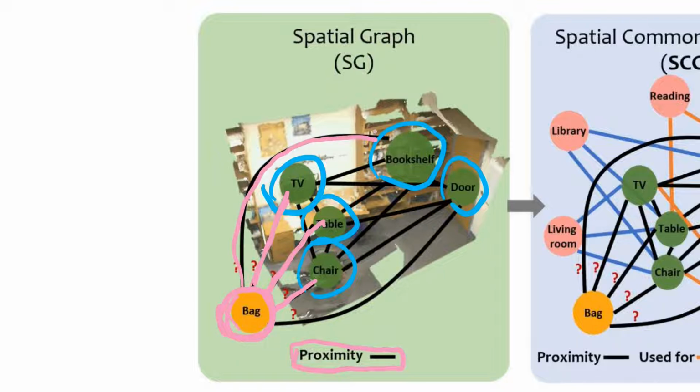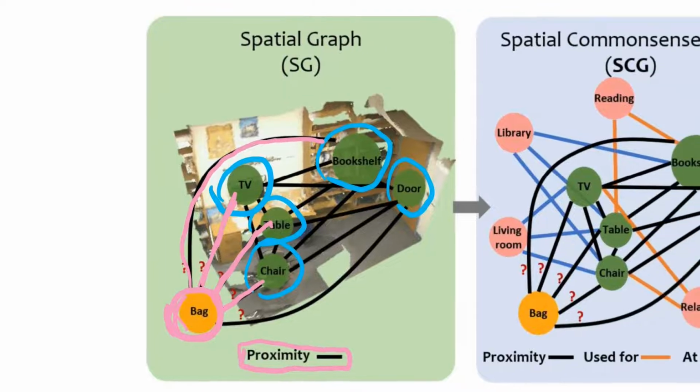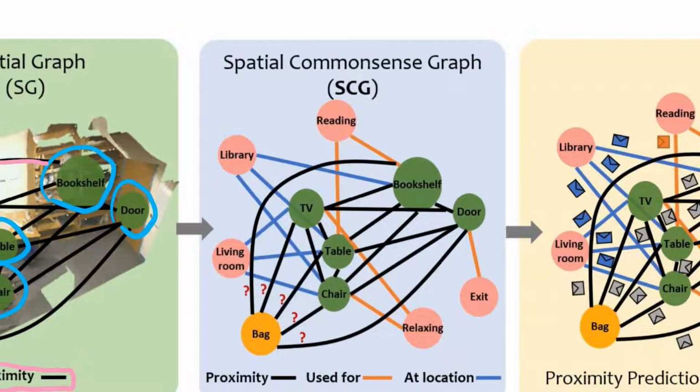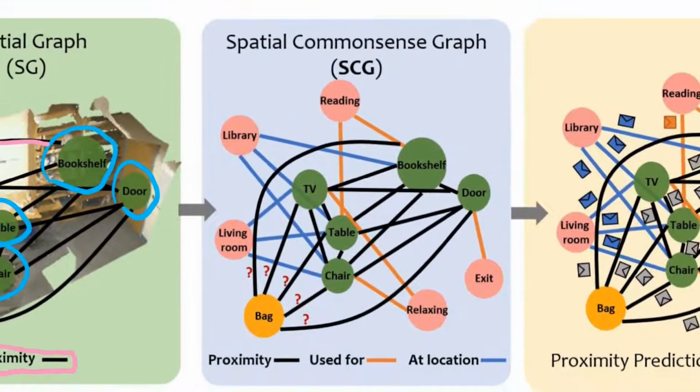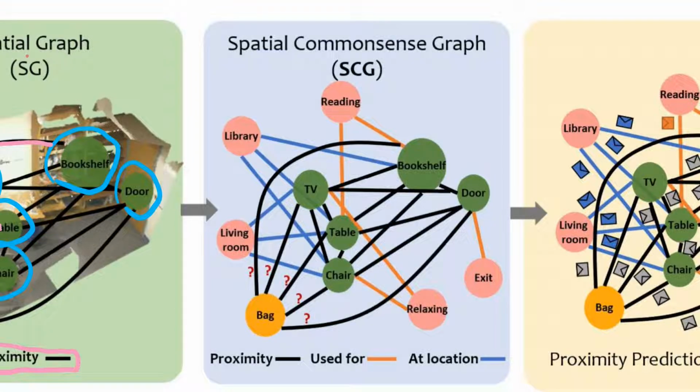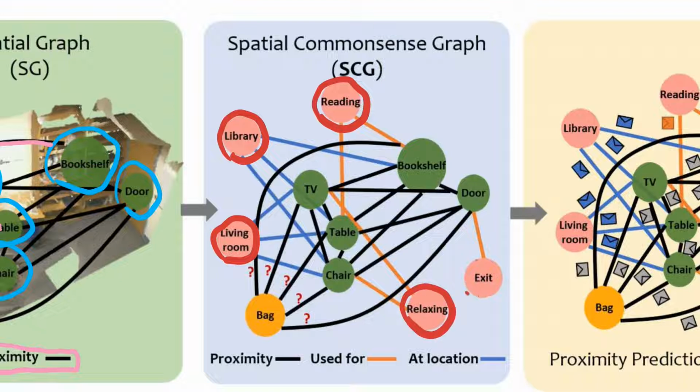So the idea of this paper is very interesting. They are trying to introduce something called common sense. So let's look at that. That is depicted in this block. The idea is to add a couple of nodes. So we are going to add, for example, the nodes living room, library, reading, relaxing, and exit. And we are going to have 2 different types of edges.